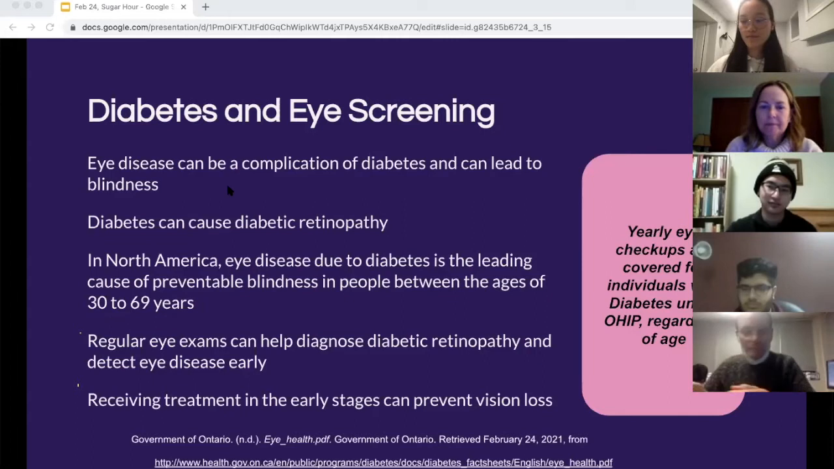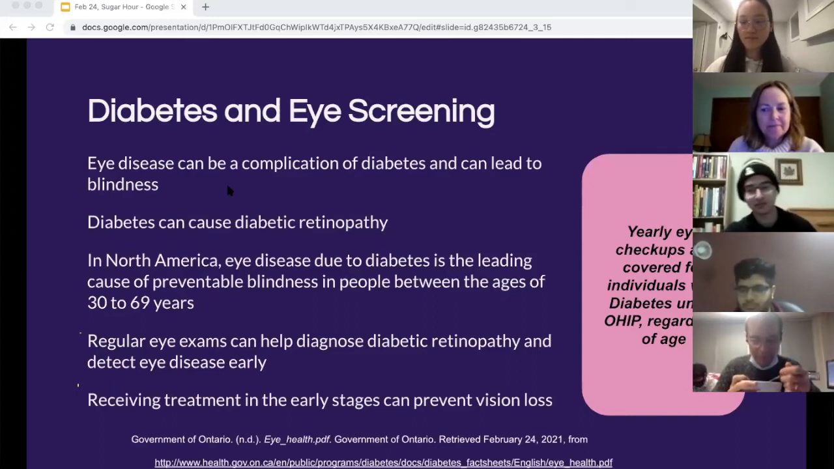So this really just highlights that this complication of diabetes is something that you can intervene in at early stages and actually prevent total vision loss and blindness. Regular eye exams help diagnose diabetic retinopathy and detect eye disease early, which leads to early treatment, intervention, and monitoring, and all of this can prevent vision loss. The main thing with eye screening is that yearly eye checkups are covered for individuals with diabetes under OHIP, regardless of age. So no matter what age you are when you get diabetes, once you have diabetes, you have your yearly eye checkups covered by OHIP.